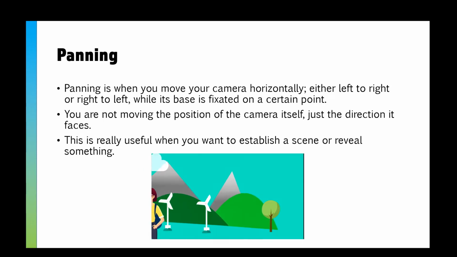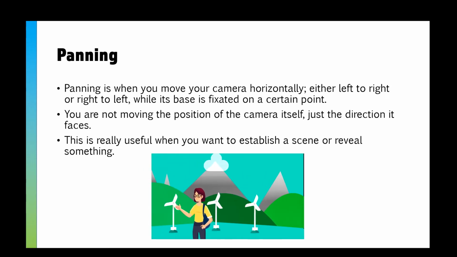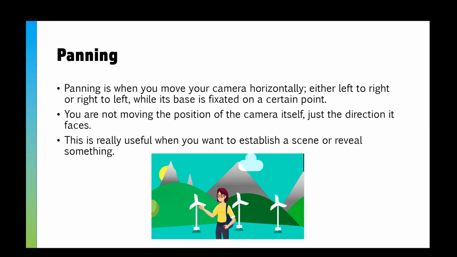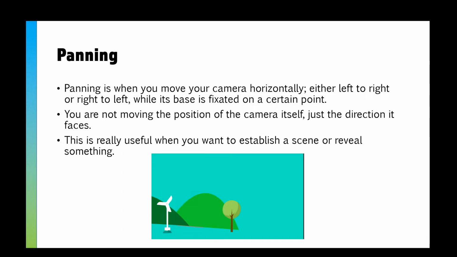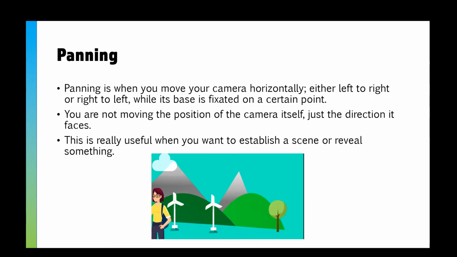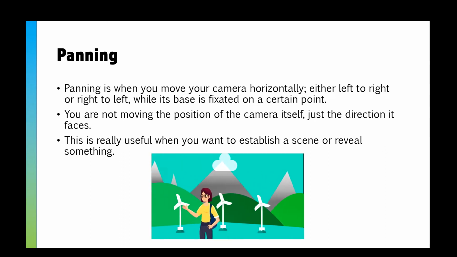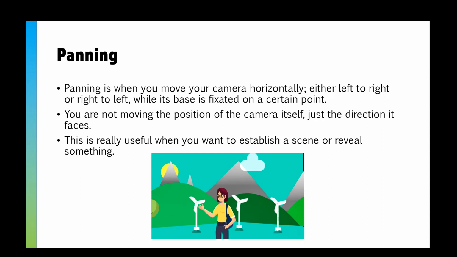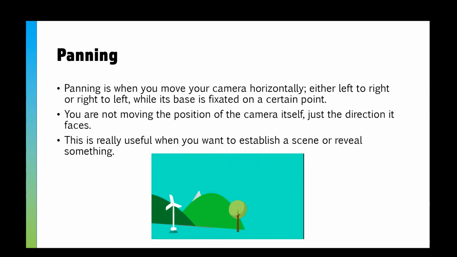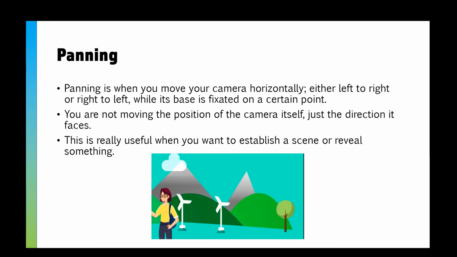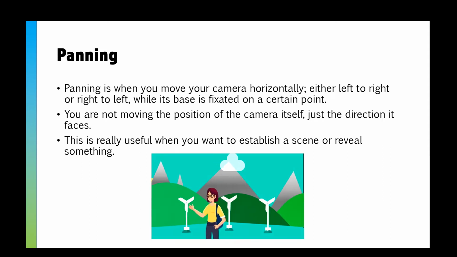Next we've got panning, so that's where we move our camera horizontally, either left to right or right to left, while its base is fixated on a certain point. So you're not actually moving the position of the camera, just the direction it faces. So you see my camera was facing to the right, and it pans across to the left and sort of reveals this lady.